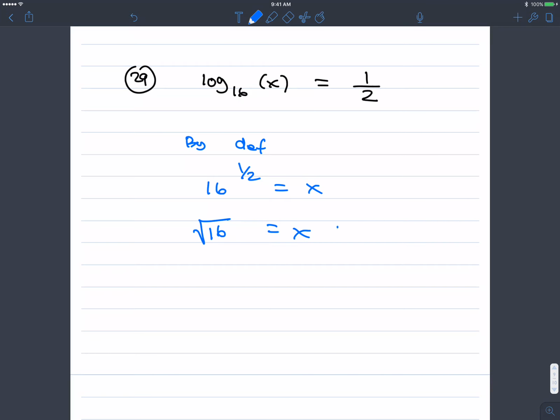Number 29. Log base 16 of x is 1/2. By definition, 16 to the 1/2 power is x. Now, 16 to the 1/2 power is another way of saying the square root of 16. And so the square root of 16 is going to be the value 4. So here, x is the value 4. We have solved this equation.